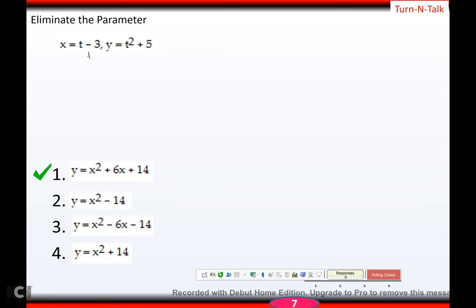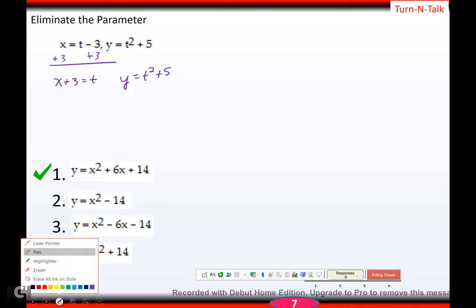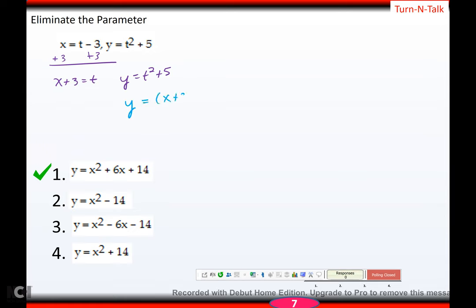All right, if I get t alone on the first one, add 3, I get x plus 3 equals t, and y equals t squared plus 5. So I'm going to plug t in here, so I have y equals x plus 3 squared plus 5.